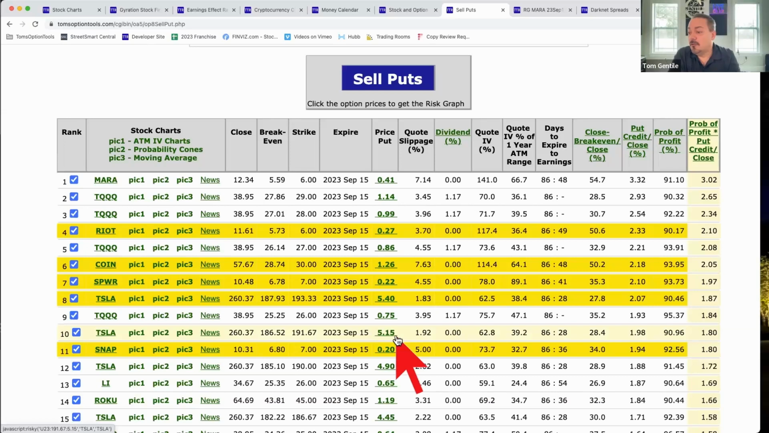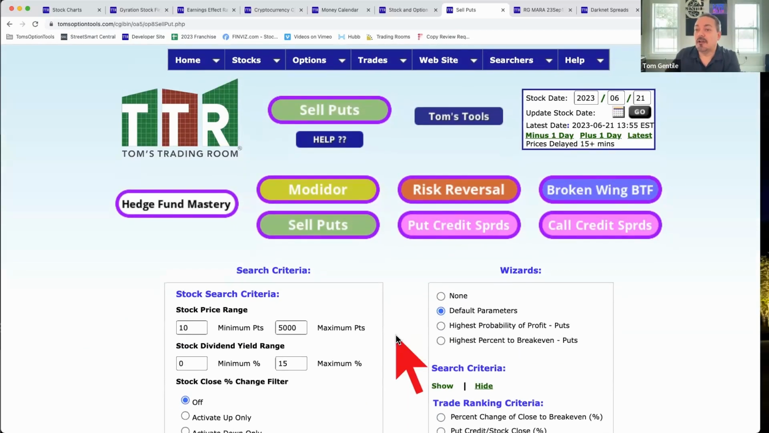But I've got to tell you, the majority of these things, I think so far this year, I've had one stock put to me. Everything else has just expired worthless. And it's just one of the different ways that I trade. So let's see what we've got here. What else do I want to show you?